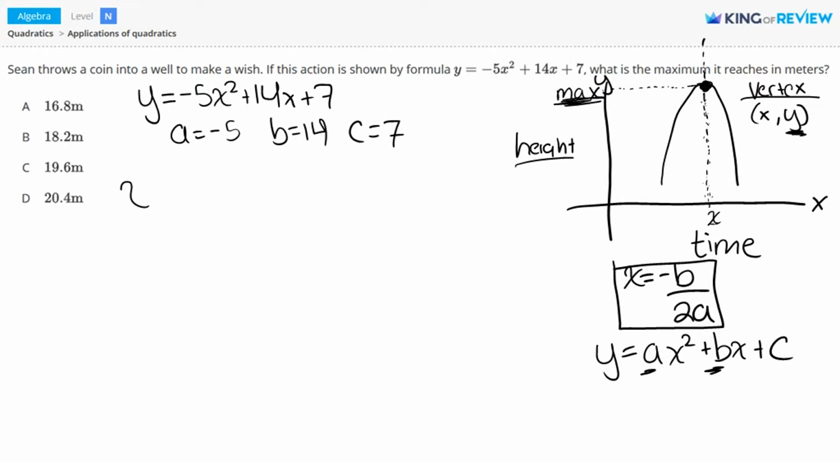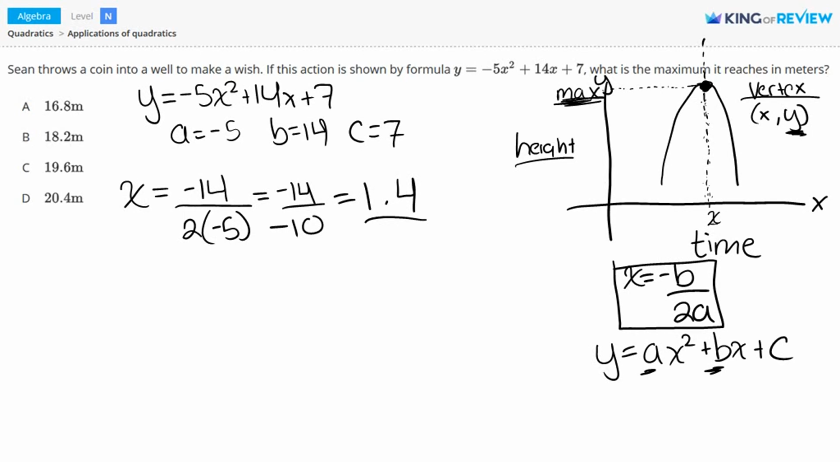So for the axis of symmetry, we have x equals negative 14 over 2 times negative 5. This equals negative 14 over negative 10, and this gives us an answer of 1.4. So 1.4 here represents the x coordinate of the vertex, which is also the time it takes for the coin to reach the maximum height.